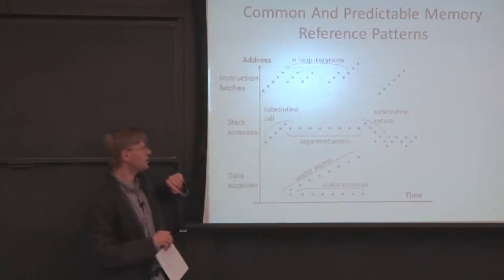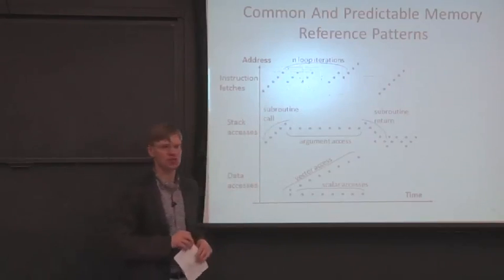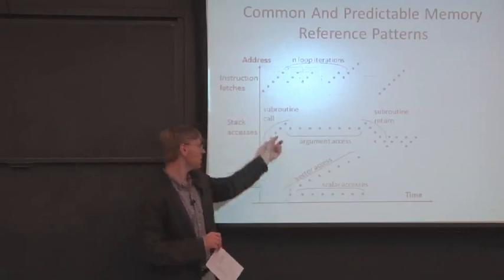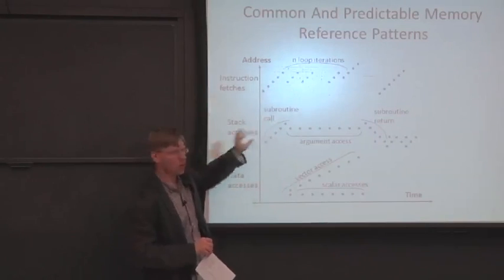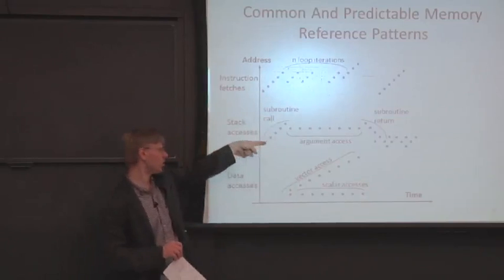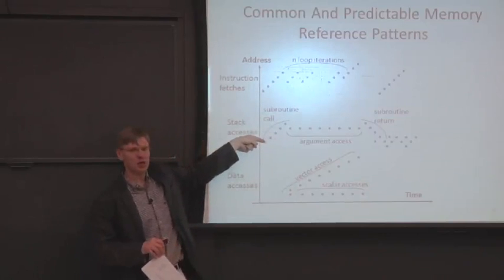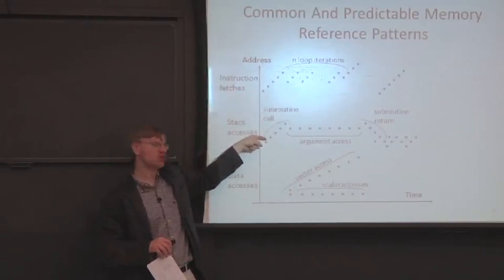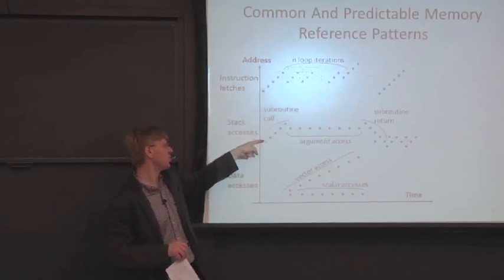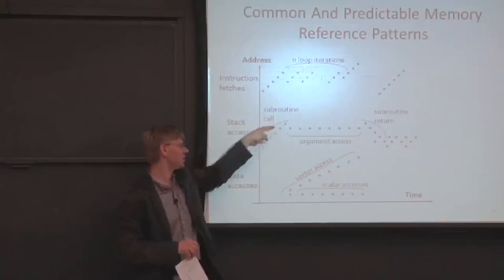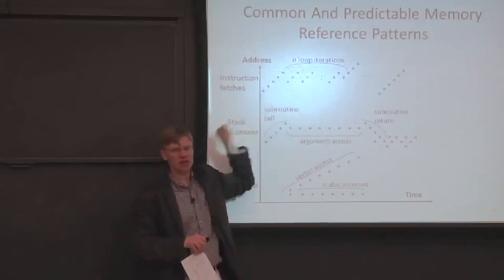So let's take a look at what happens when you do a subroutine call. When you make a subroutine call, the stack is at one address. The stack pointer is somewhere here. And when you do a subroutine call, you're going to push all of your registers onto the stack. So you're going to put something here, here, here, and here, and the stack pointer is going to logically increase.